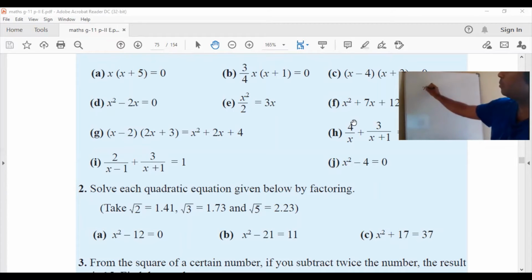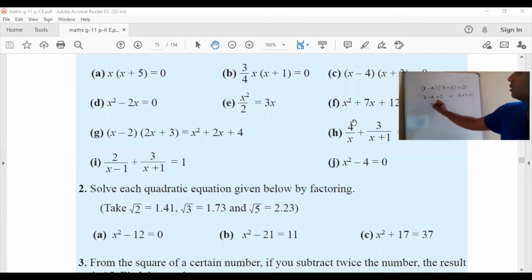x minus 4, brackets x plus 3 equals 0. They have already given it as factors. Yes, given as factors. So either one of them should be equal to 0. x minus 4 equals 0 or x plus 3 equals 0. There are two factors, either this equal to 0 or this equal to 0.